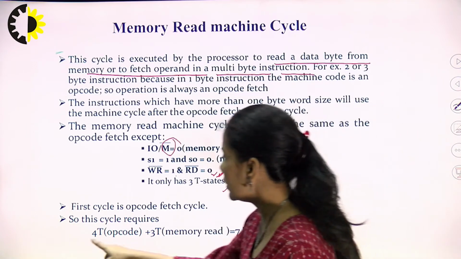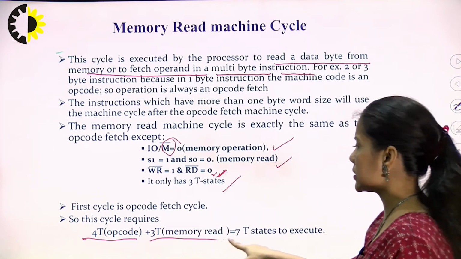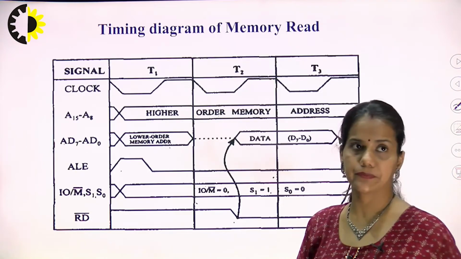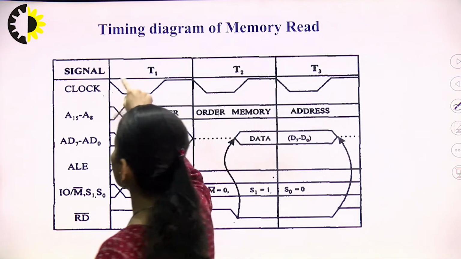So basically 4 T states are included in the opcode fetch cycle and 3 T states are included in the memory read cycle, making it a total of 7 T states. Let us have a look at this. These are the T states.